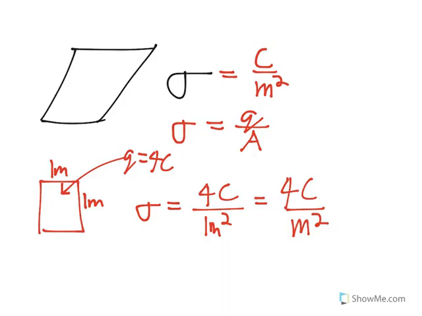If I were to be asked how much charge is on this fourth of the plate, you could figure out the total charge on the plate and divide by 4, or you could simply figure out the area of the blue spot and multiply that by sigma. So we'd rearrange this equation. The area times sigma equals the charge on that portion of the plate.